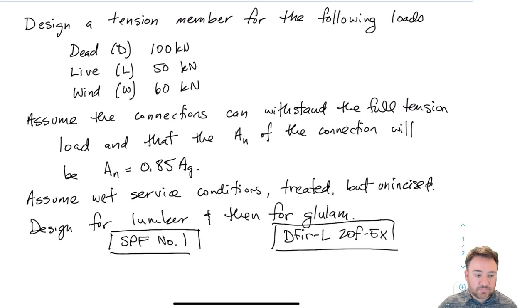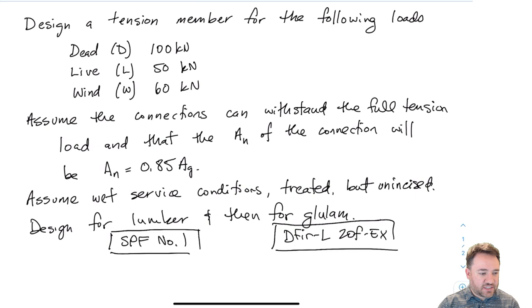I'm Jeff Orochko from Carleton University, and in this video, I'm going to be doing an example of a tension member design in wood using the Canadian standard O86. So we're going to go start to finish on this, including consideration of load combinations.